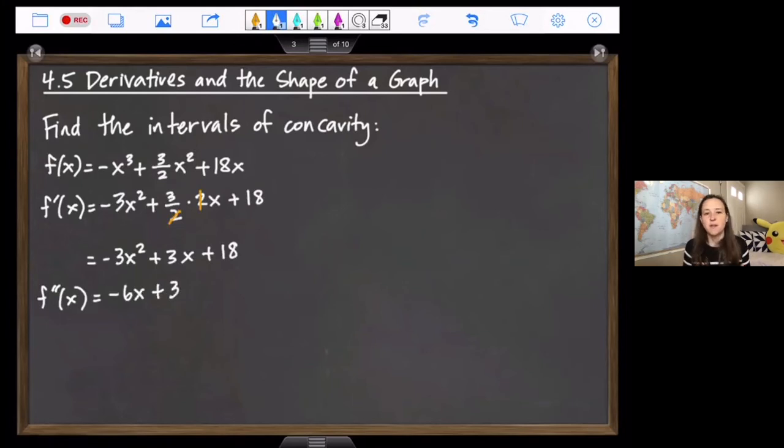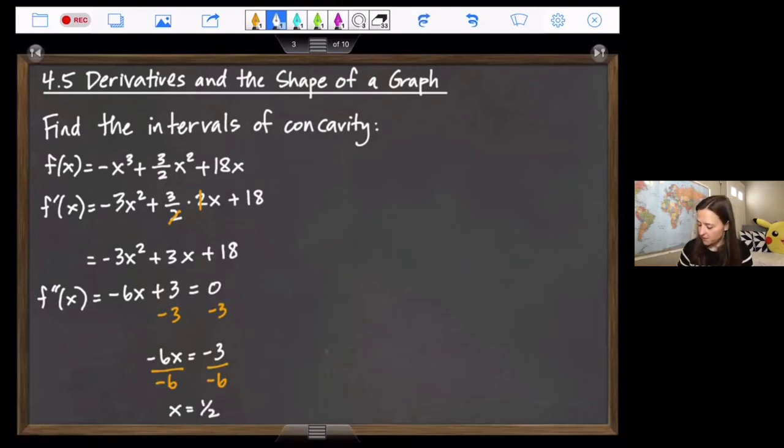Just like when we were finding the increasing, decreasing chart, we want to figure out where this derivative is equal to 0. So let's set the second derivative equal to 0. Subtract 3 from both sides. So I get negative 6x equals negative 3. Divide by negative 6, and I get x equals a positive 1/2. So now, just like we did with the increasing and decreasing chart, we're going to make a sign chart, this time with the second derivative. So I'm going to make my number line. I'm going to put that 1/2 that I solved for, where the second derivative was equal to 0.